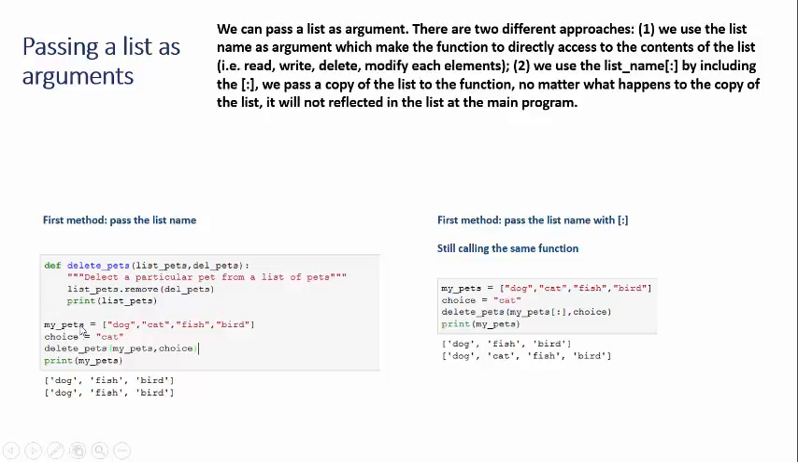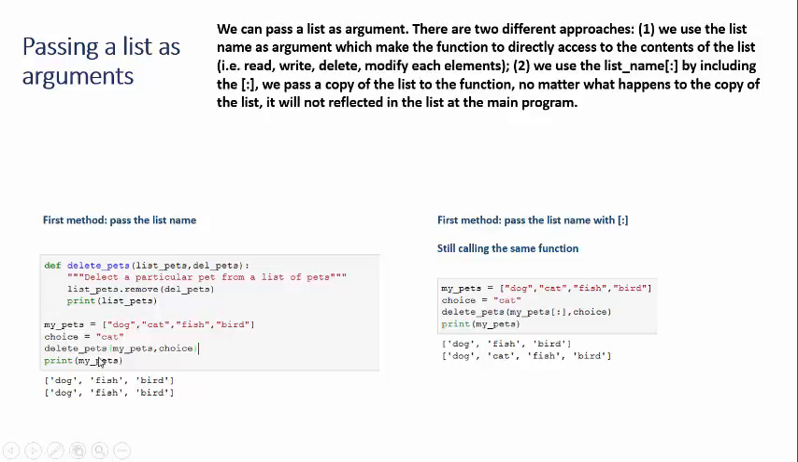First, we need to define a list which has all the information you want. In this one, we have 4 elements: dog, cat, fish, and bird. And then I have the choice to delete, which I put in as cat. Then I call the function delete path, with my path, which is the list with 4 elements, and choice is cat. So basically, when I call this function, it is going to delete the cat from the list and print it out, which gives me only dog, fish, and bird.